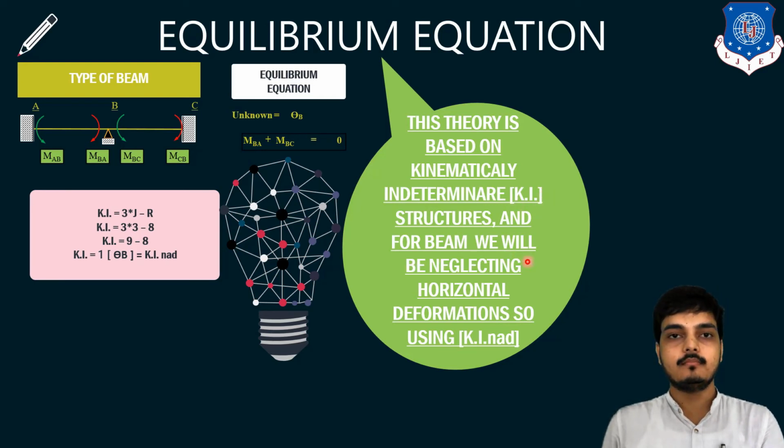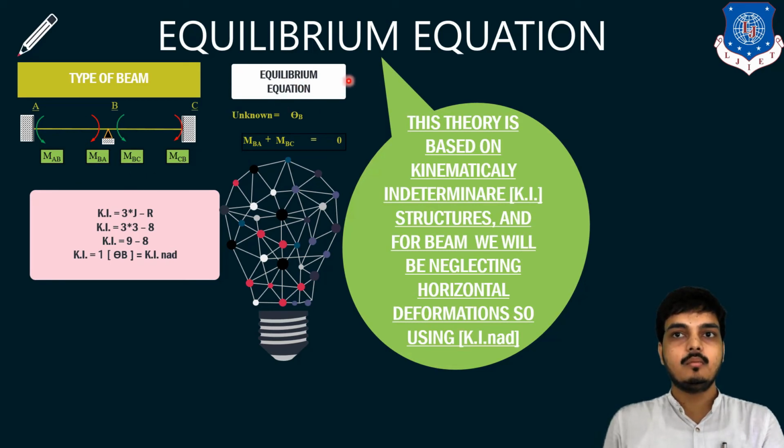And for a beam, means if we are considering a beam, not a frame or a truss, then we will be neglecting horizontal deformation. So for a beam, we will be using KINAD. This is very important for examples also, that we will be considering KINAD for beams. KINAD is nothing but neglecting axial deformation. Let's see. Now here the type of beam is given where support A is a fixed support, support B is a simple support, and support C is again a fixed support. There will be some moments MAB, MBA, MBC and MCB.